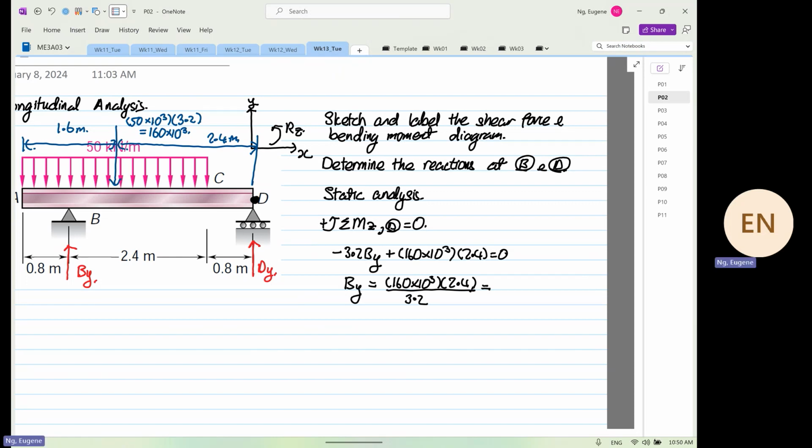So the reaction at B is 120 times 10 to the power 3 Newton, and it's going up. Okay, so this value is important to us. Next, we do summation of forces in the y direction is equal to 0. And this will be equal to By, 120, minus 160, plus Dy is equal to 0. Dy is equal to 40 times 10 to the power 3 Newton.